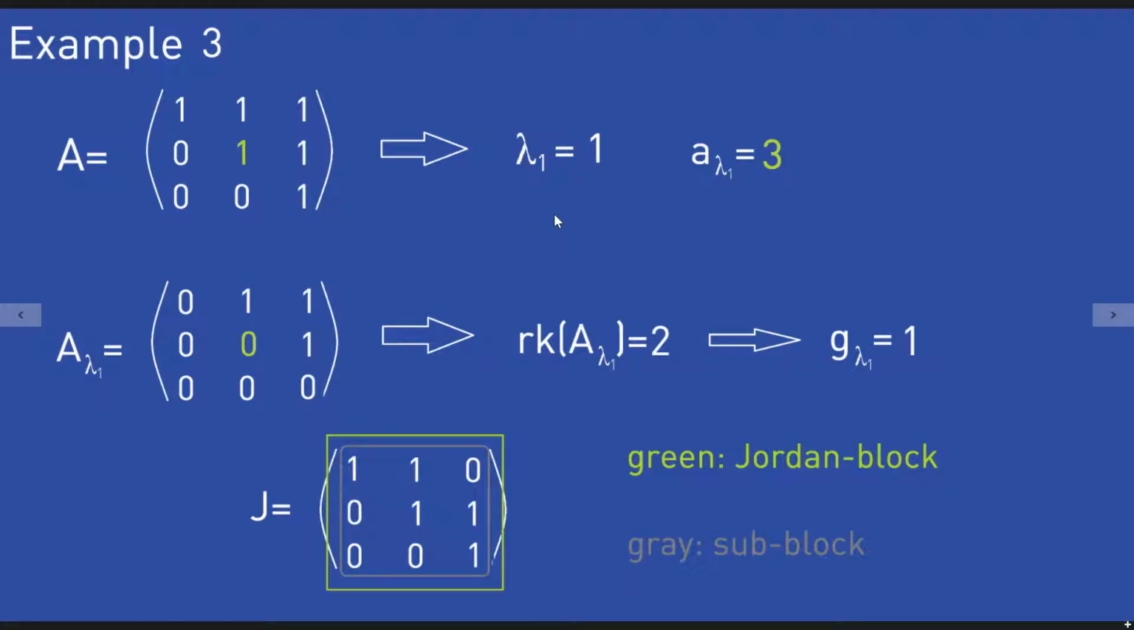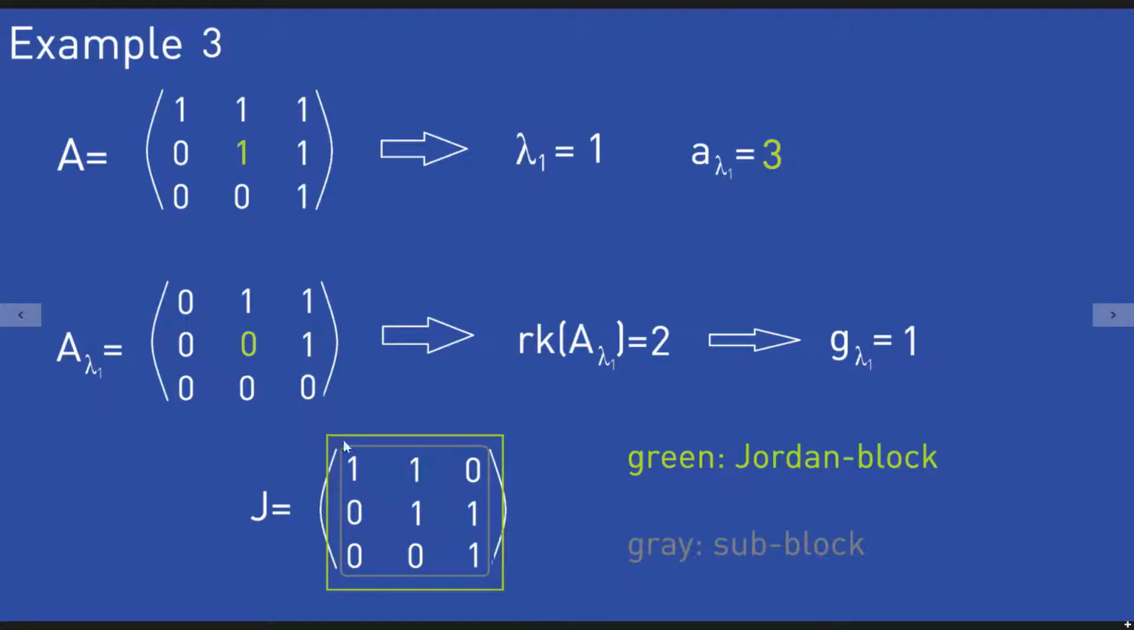To find the geometric multiplicity of the eigenvalue lambda 1 equal to 1, we have to calculate the matrix A minus lambda 1 again. So we have to subtract 1 from the diagonal here. So 1 minus 1 is 0, 1 minus 1 is 0, and 1 minus 1 is 0. This matrix here is of rank 2. Therefore, the geometric multiplicity of lambda 1 is equal to 1. So we can immediately write down the Jordan normal form now.